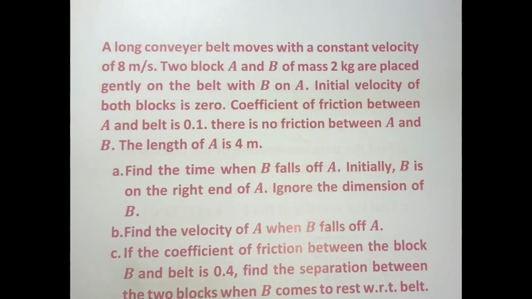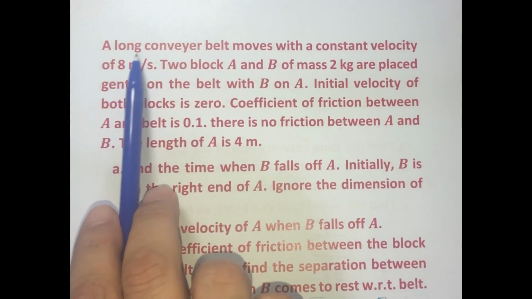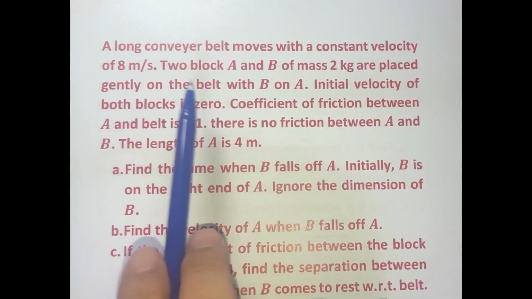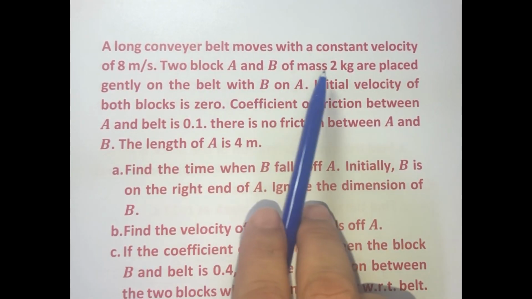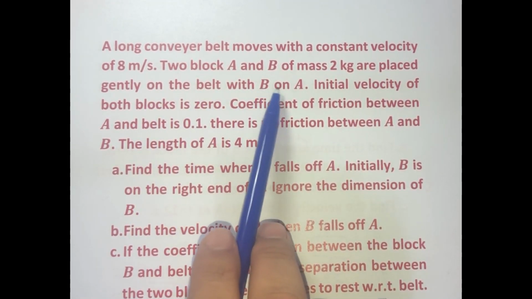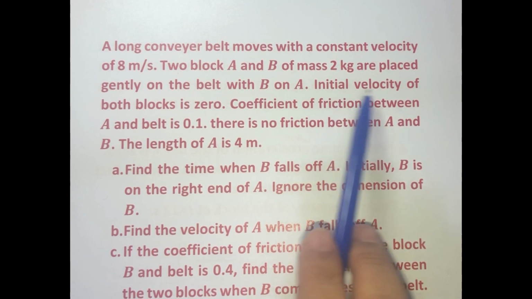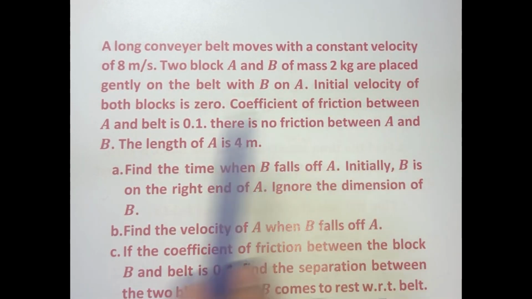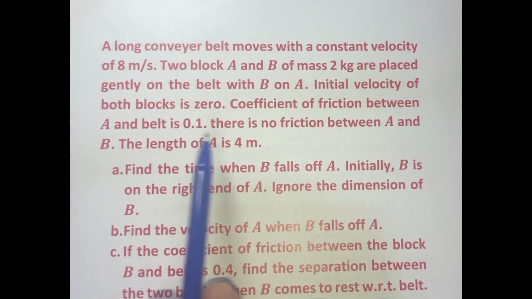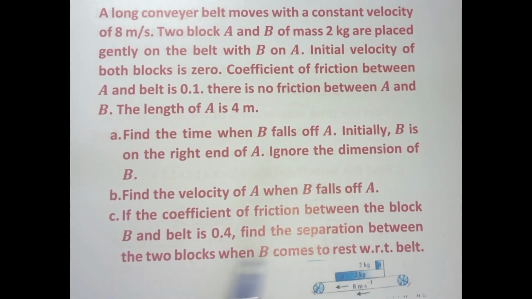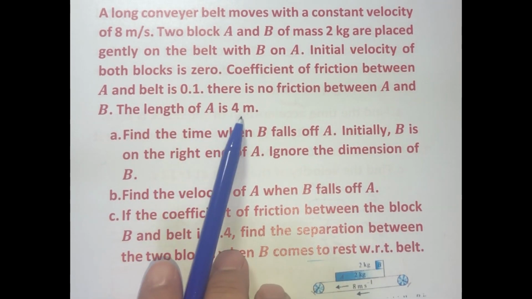Hello friends, in today's question, a long conveyor belt moves with a constant velocity of 8 meter per second. Two blocks A and B of mass 2 kg are placed gently on the belt with B on A. Initial velocity of both blocks is 0. Coefficient of friction between A and belt is 0.1. There is no friction between A and B. The length of A is given as 4 meter.